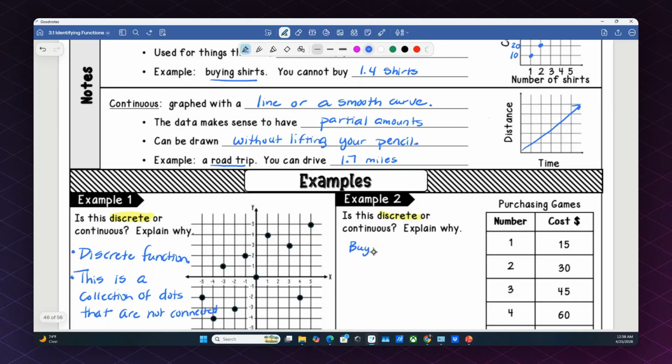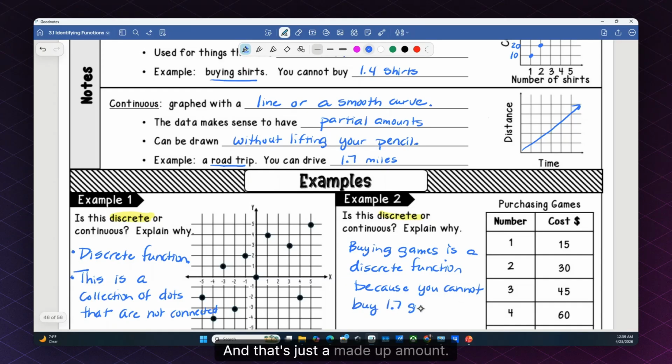Buying games is a discrete function because you cannot buy 1.7 games. Okay, and that's just a made up amount. I just made it up right here on the fly. Okay, there's no partial amount that makes sense in that context. It's discrete because we can't buy partial games.